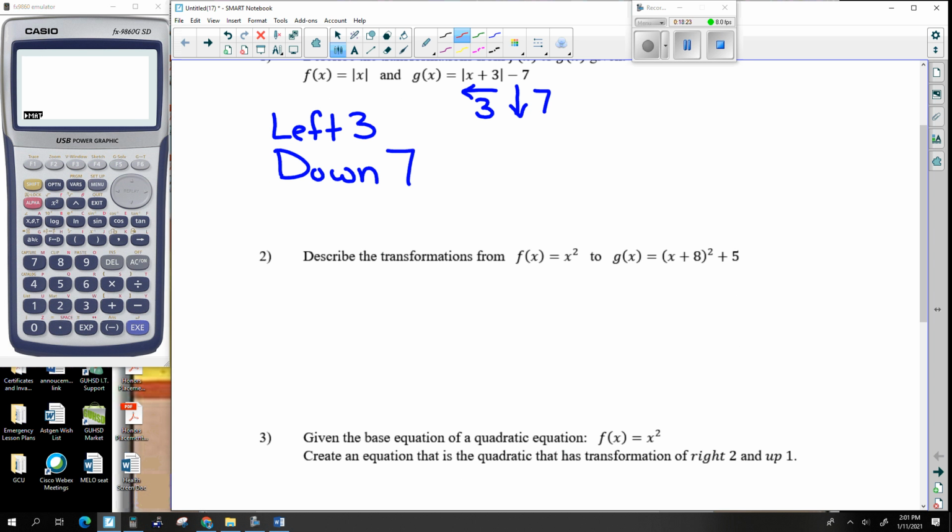Okay, this basic picture is an x squared. So with the x, that is a lie. The x is a lie, but not the y. So this would be left 8, up 5.